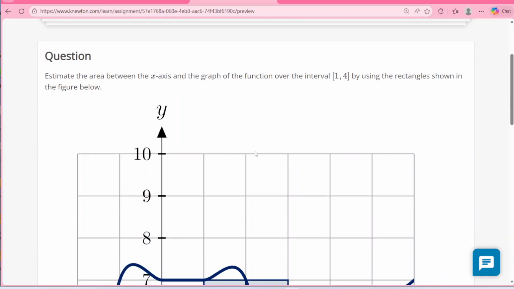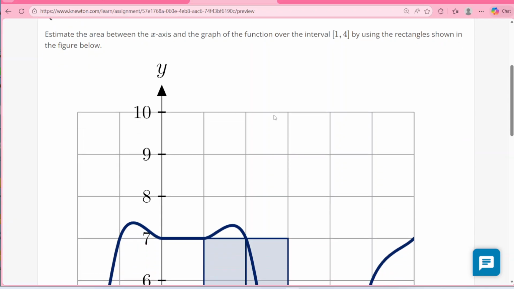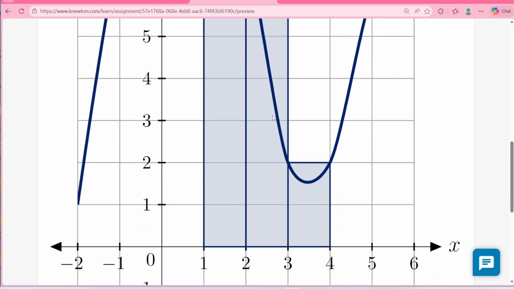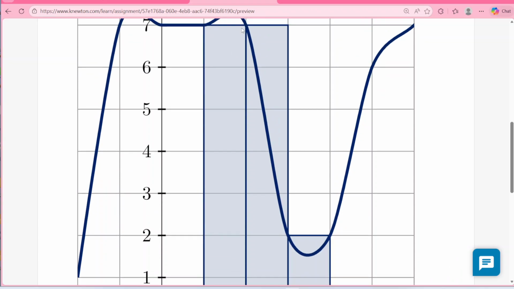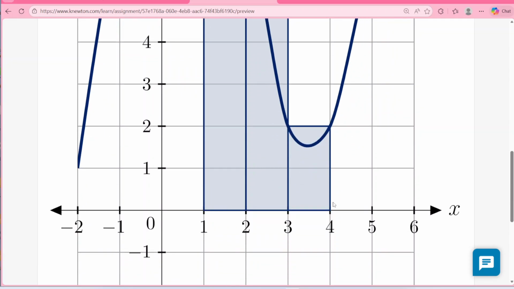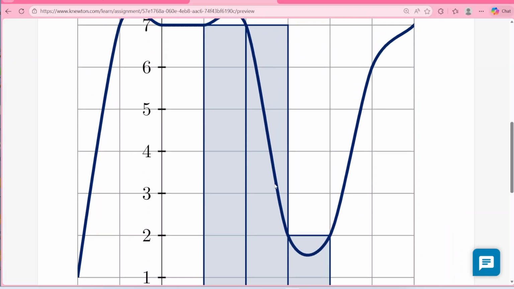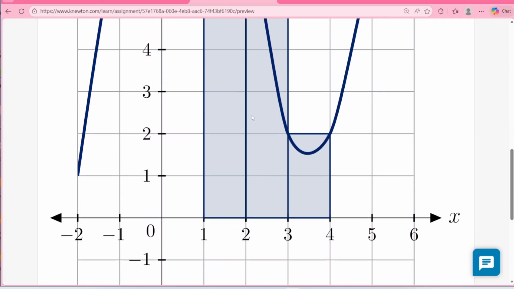And this is a pretty similar question. Estimate the area between the x-axis and the graph of the function over the interval from 1 to 4 again by using the rectangle shown. So once again, these shaded rectangular regions are estimating the area under the dark blue curve over this interval from 1 to 4 on the x-axis. So all we need to do again to get this estimated area, this approximate area, is just add up all these rectangles here.